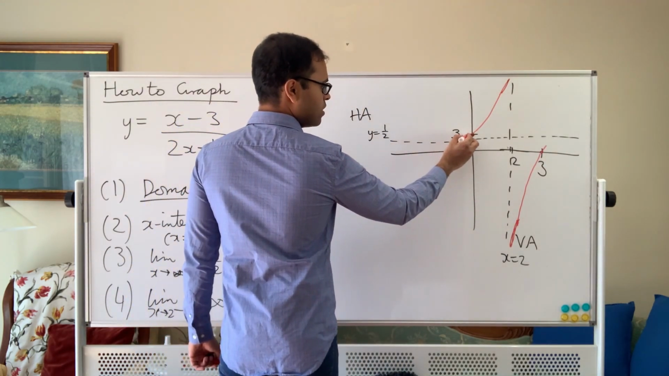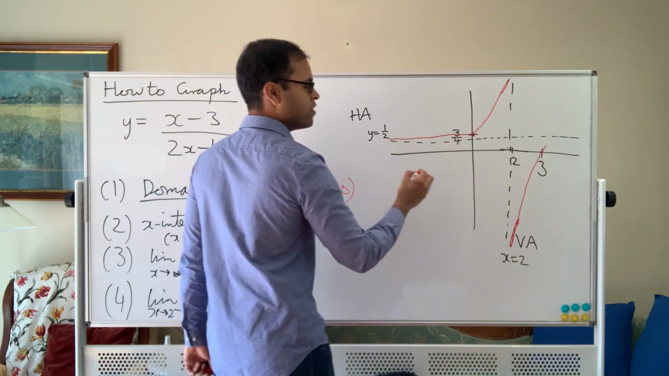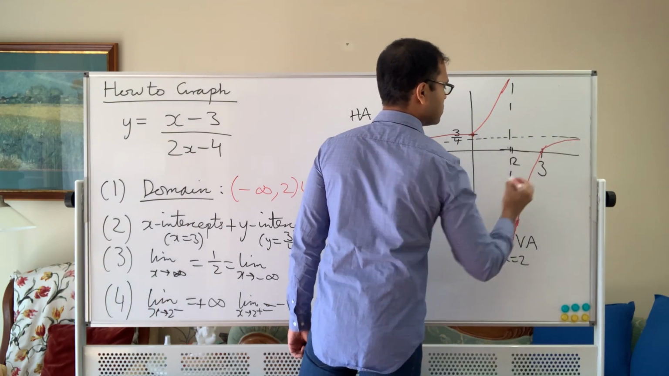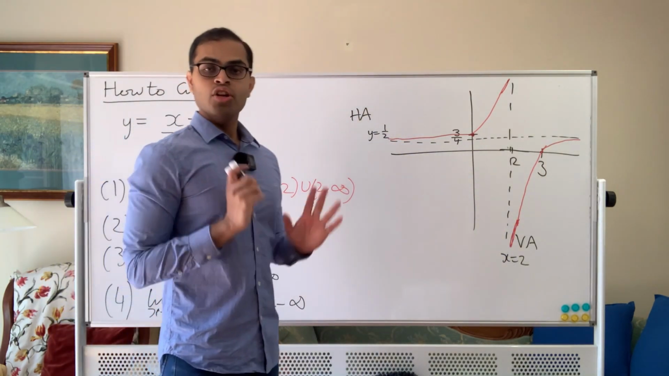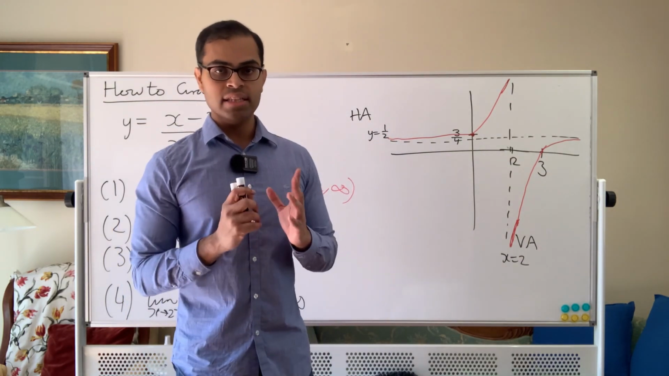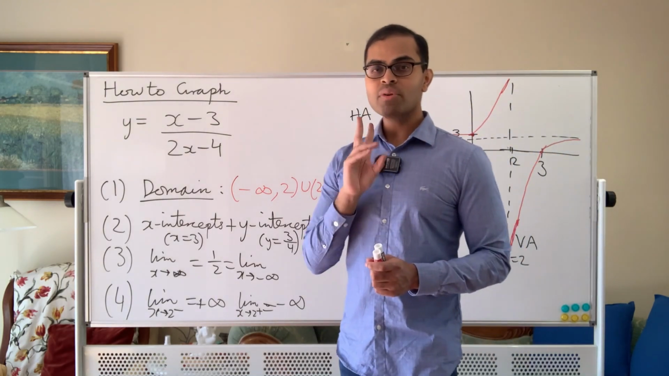We can extend. We know it's approaching half, so you can let it get closer and closer to half as x goes to minus infinity. And here it's going to be closer and closer to half as x goes to plus infinity. So that is going to be the graph of our function all done. Notice that it never actually hits half, okay? It never hits half.